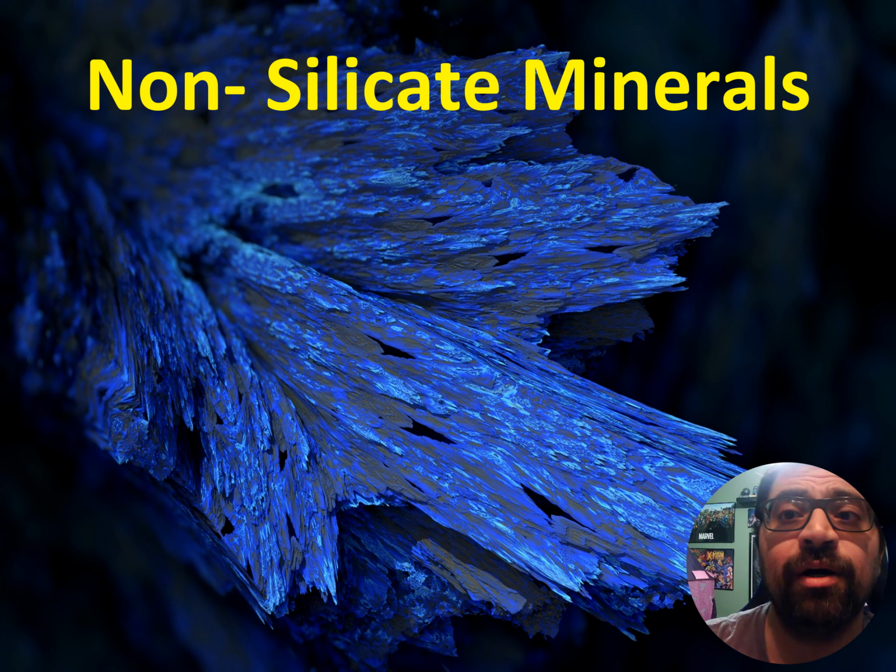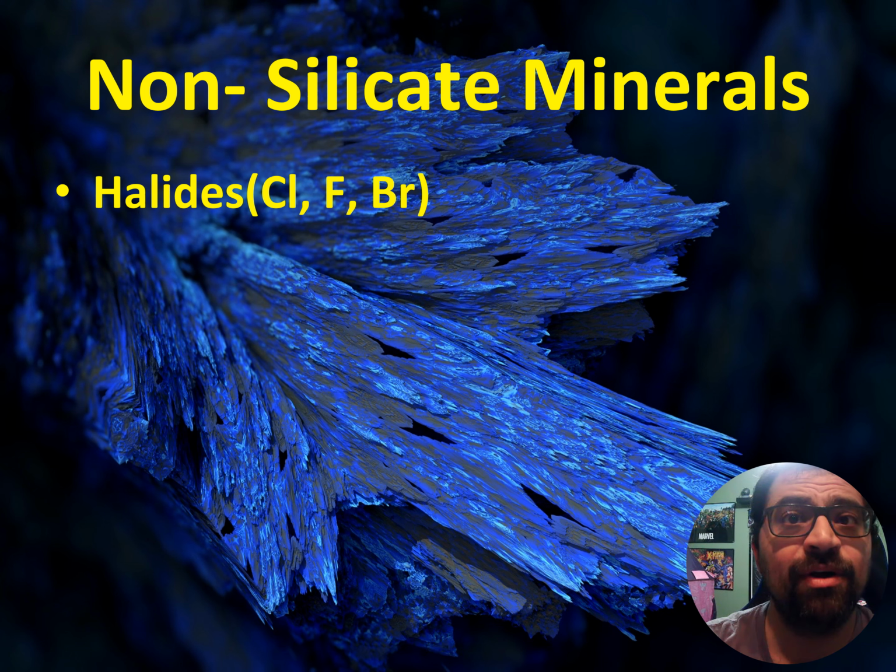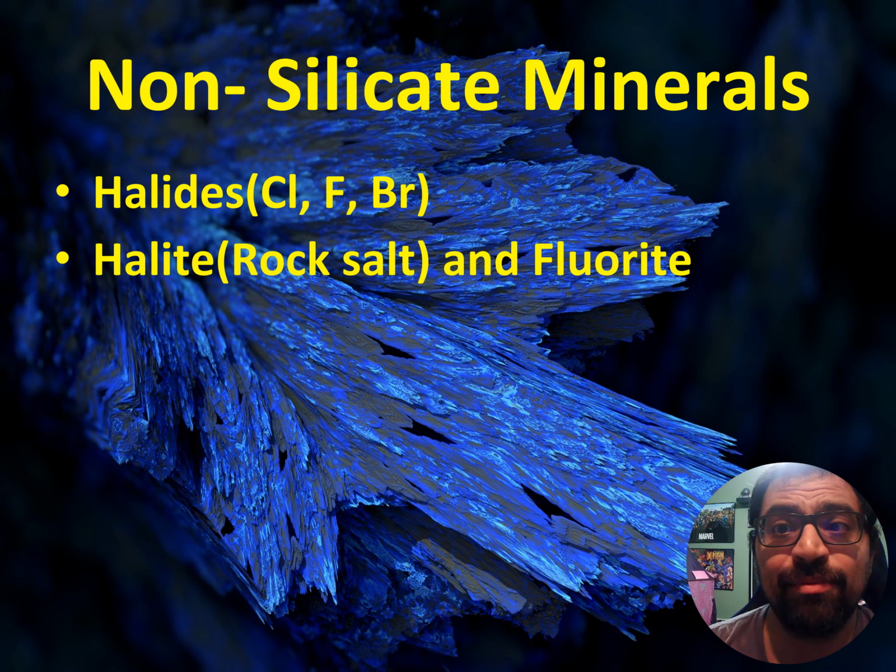The next group of non-silicates that we have are the halides. The halides have a halogen as their negative ion. The halogens would be the group 17 elements. This would be things like chlorine, fluorine, and bromine. And examples of this would be the mineral halite, which is commonly known as rock salt. It used to be the primary form of rock salt that was used to be spread on roads and things like that, although nowadays it's a slightly different composition.